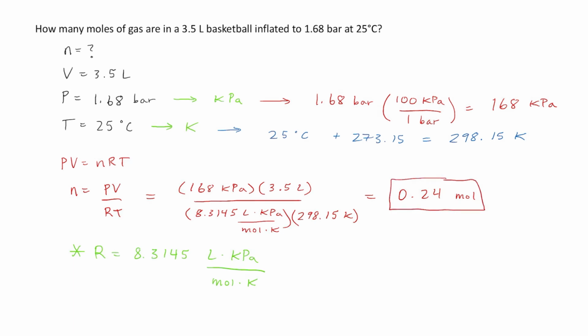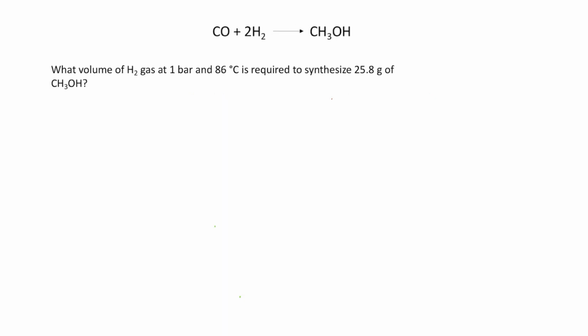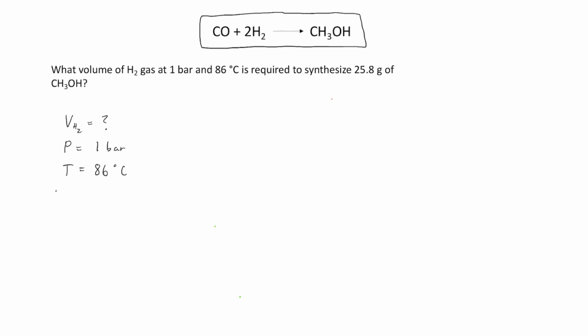But honestly, this was a really easy question. Let's try a more challenging problem. Now in this question, we're working with this chemical equation, which says that carbon monoxide and hydrogen can combine to form methanol. We want to know what volume of hydrogen gas at a pressure of 1 bar and a temperature of 86 degrees Celsius is required to synthesize 25.8 grams of methanol.